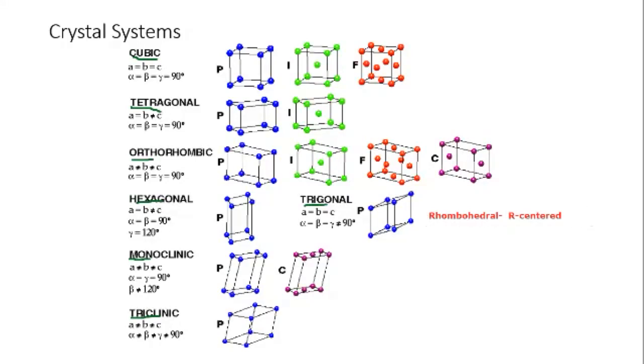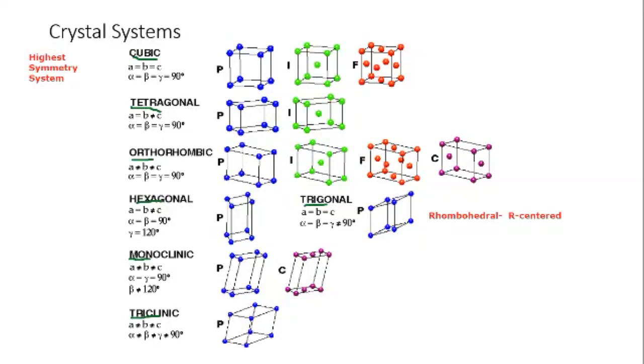Now, cubic is the highest symmetry system. And when we talk about space groups, you'll notice when we look at the symmetry in cubic unit cells, it has some of the most symmetry operations in it. So we call cubic the highest symmetry crystal system. And it has the most lattice restraints as we talked about yesterday. So all the axes equal each other and all the angles equal 90.